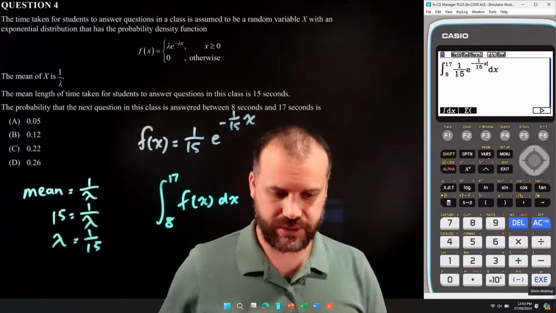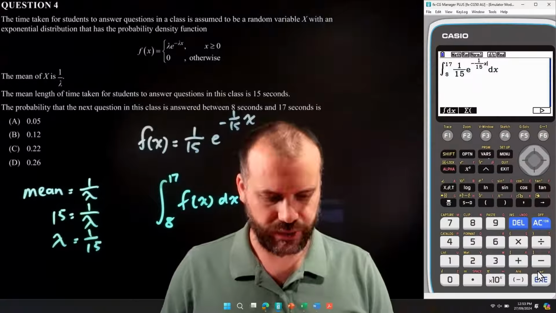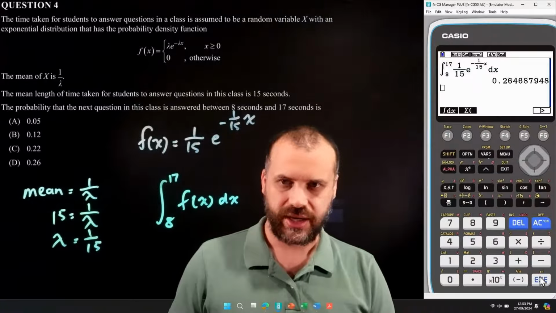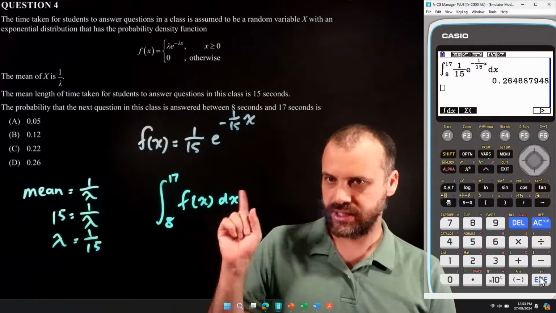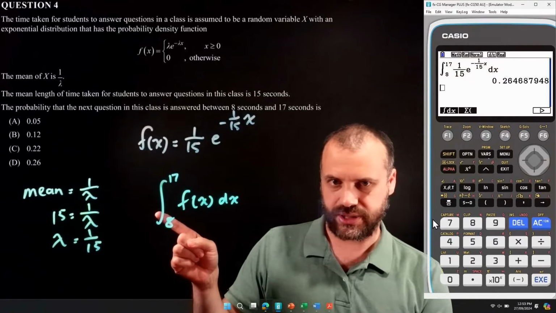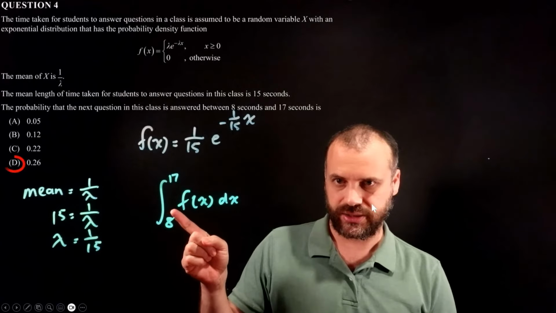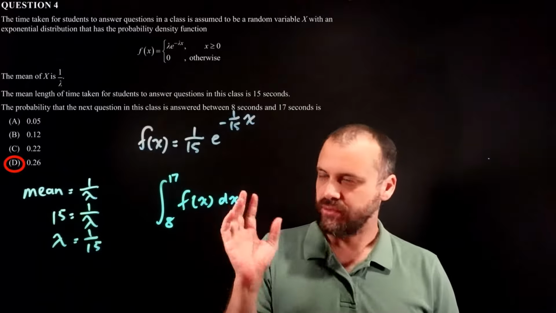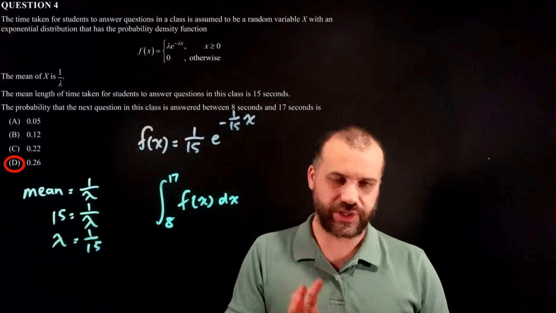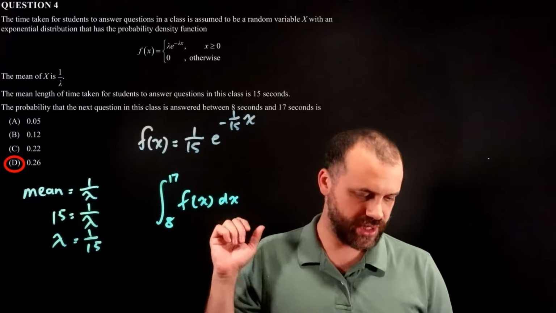All right, I've typed it into my calculator. We should be good to go. I'll click execute on that, and I get an answer of 0.2646. All right, let's take a look. See if that is our answer. Click, 0.26. Done. Relatively straightforward question, but you want to use your calculator. You don't want to do all of that by hand.